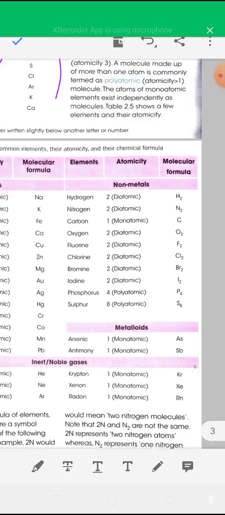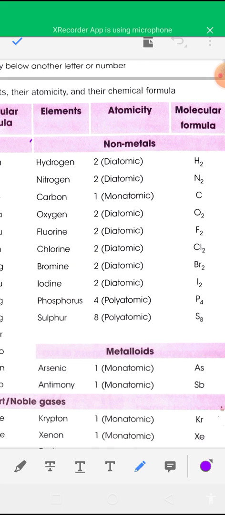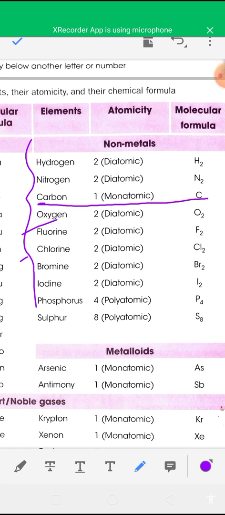Okay, and some elements like nitrogen, hydrogen, oxygen, carbon. Remember that carbon is monoatomic. Okay, these are non-metals. Carbon is a monoatomic non-metal, and hydrogen, nitrogen, oxygen, fluorine, chlorine, bromine, iodine, these are diatomic, and phosphorus is polyatomic, atomicity is 4, sulfur is polyatomic and atomicity is 8. Okay, and the formula of sulfur is S8 and the formula of phosphorus is P4.